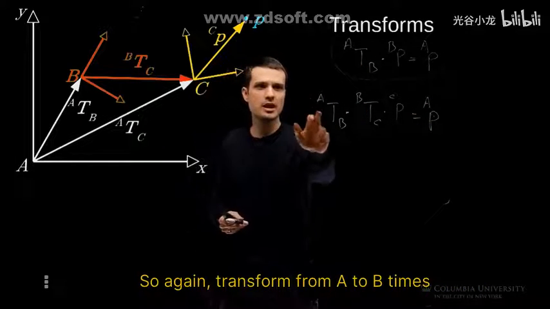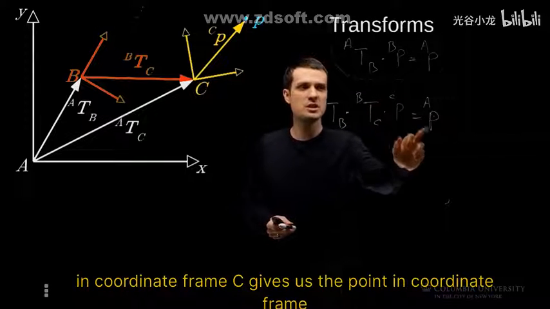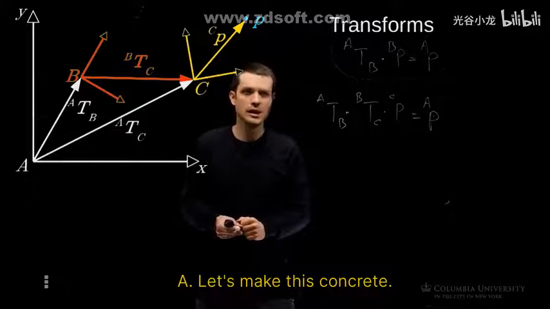So again, the transform from A to B times the transform from B to C times the point in coordinate frame C gives us the point in coordinate frame A. Let's make this concrete.